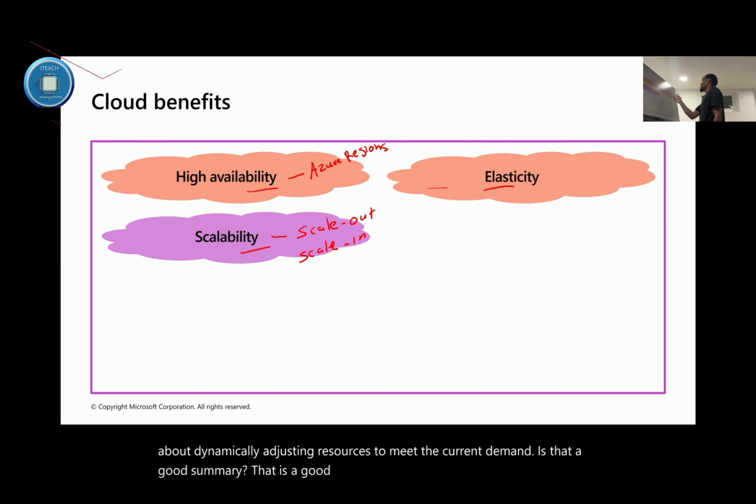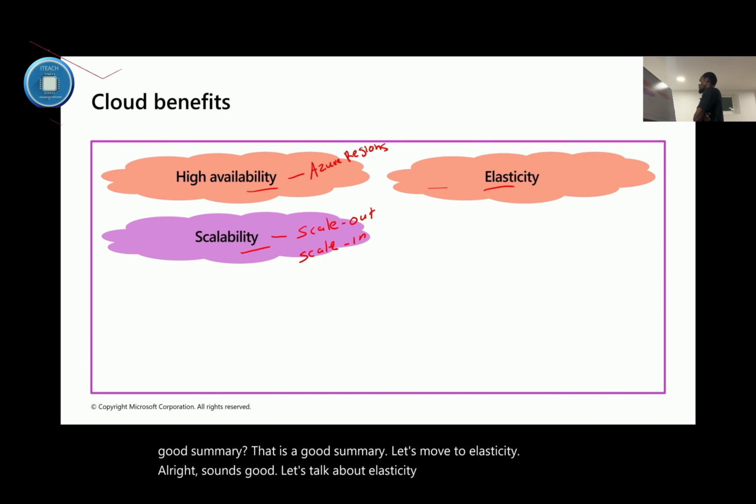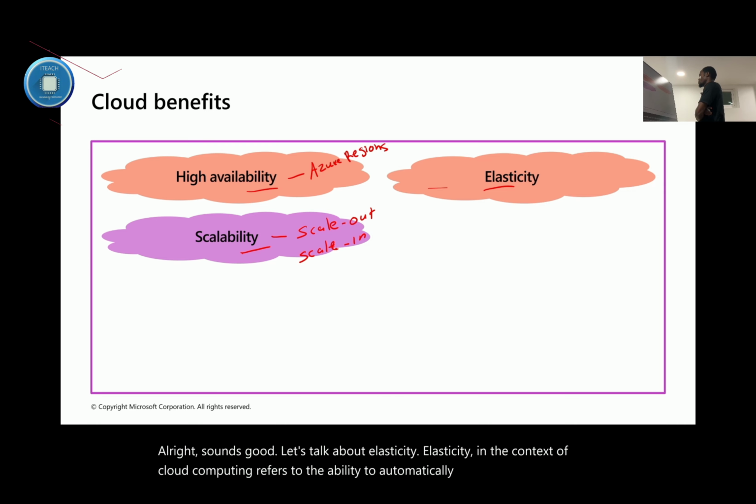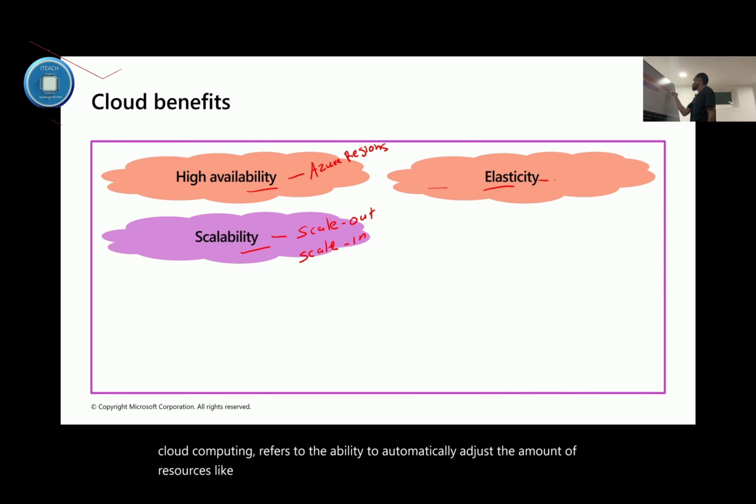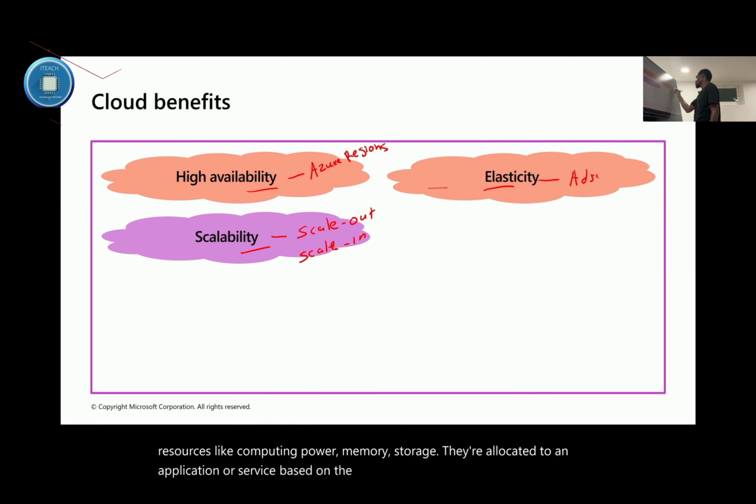Let's move to elasticity. All right, sounds good. Let's talk about elasticity. Elasticity, in the context of cloud computing, refers to the ability to automatically adjust the amount of resources, like computing power, memory, or storage, that are allocated to an application or service based on the current demand. Is that the direction you wanted me to take?